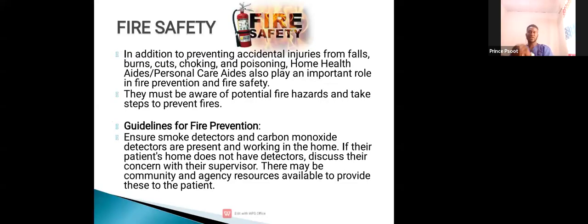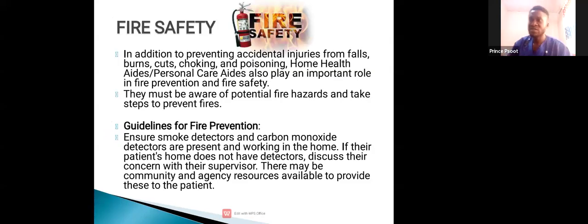So the next one is fire safety. How to be safe in the face of fire. Now, in addition to preventing accidental injuries from falls, burns, cuts, choking, and poisoning, home health aides or personal care aides also play an important role in fire prevention and fire safety. They must be aware of potential fire hazards and also take steps to prevent fire.